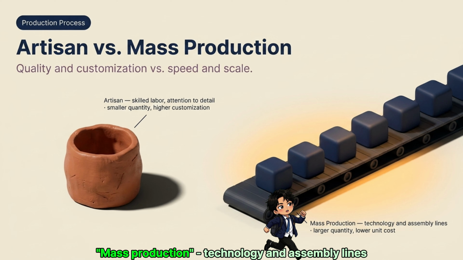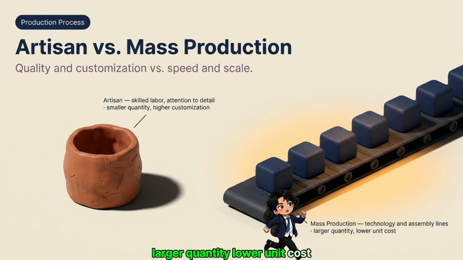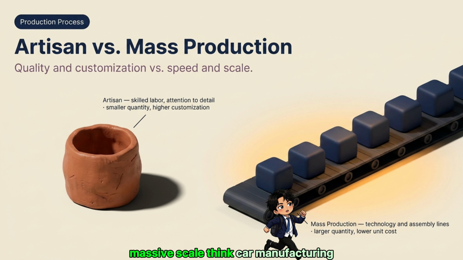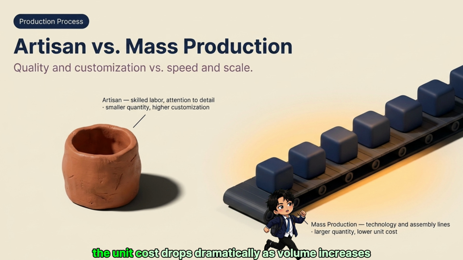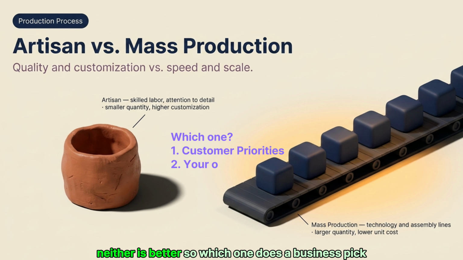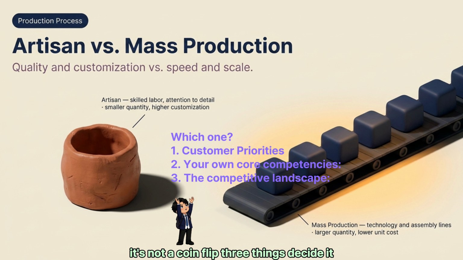Mass production. Technology and assembly lines. Larger quantity, lower unit cost. Identical products, high speed, massive scale. Think car manufacturing, fast food, smartphone assembly lines. The unit cost drops dramatically as volume increases. Neither is better. So which one does a business pick? It's not a coin flip.